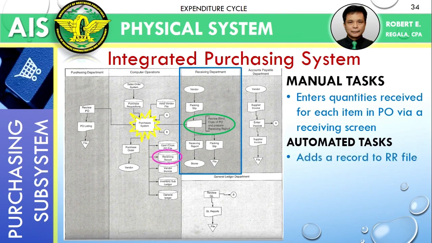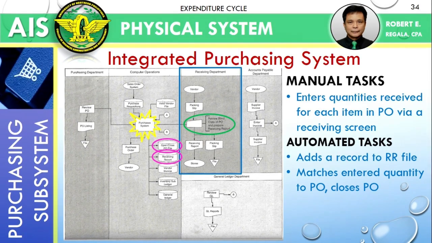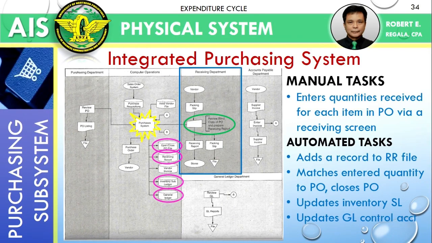1. A record is added to the receiving report file. 2. Quantities of items received are matched against the open PO record, and the PO is closed by placing the receiving report number in the PO closed flag. And another sample is presented in a Google Drive folder for this transaction. 3. The inventory subsidiary records are updated to reflect the receipt of the inventory items. And 4. The general ledger inventory control account is updated.